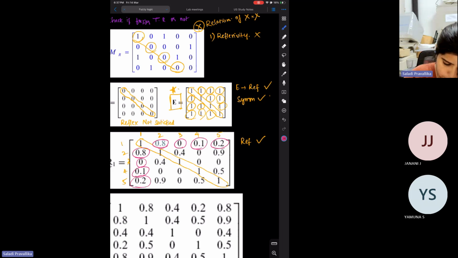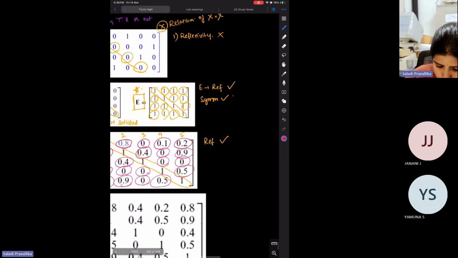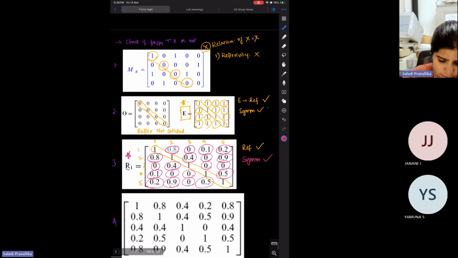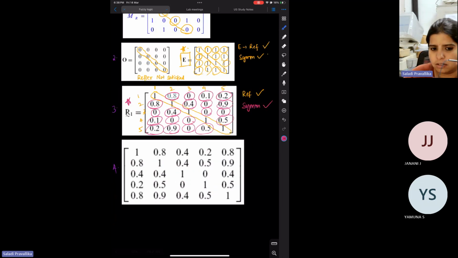And then we'll go with this. 2, 3 and 3, 2 are same. 2, 4 and 4, 2 are same. 2, 5 and 5, 2 are same. Then let's go for 3. 3, 4 and 4, 3 are same. 3, 5 and 5, 3 are same. And finally, these two pairs are also same, right? Hence, the symmetry is also satisfied for this. So this particular relation matrix is also a fuzzy tolerance relation. Okay. So this is our last one. So I want you guys to tell me if this is a fuzzy tolerance matrix or not.